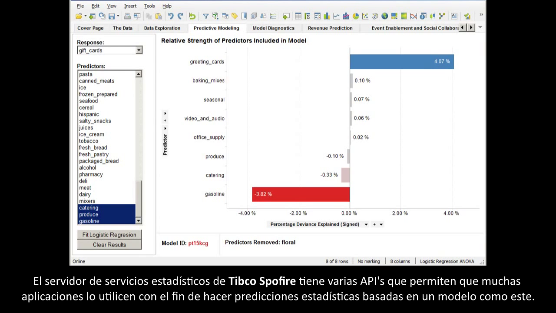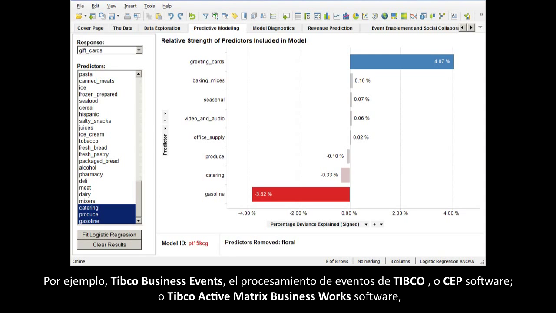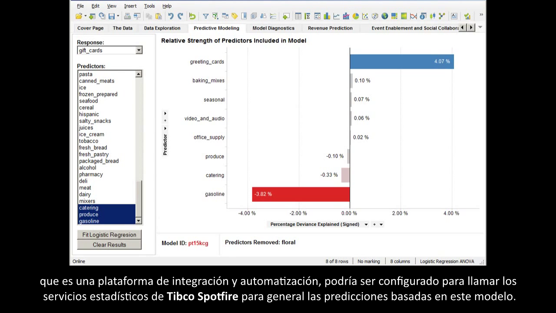Tibco Spotfire Statistics Services has several APIs that can enable many applications to call it in order to make statistical predictions based on a model such as this. For example, Tibco Business Events, which is Tibco's Complex Event Processing or CEP software, or Tibco ActiveMatrix BusinessWorks software, which is an automation integration platform, could be configured to call Tibco Spotfire Statistics Services to generate predictions based on this model.